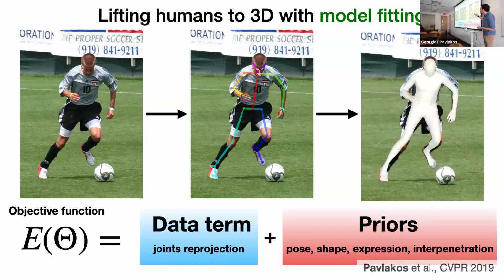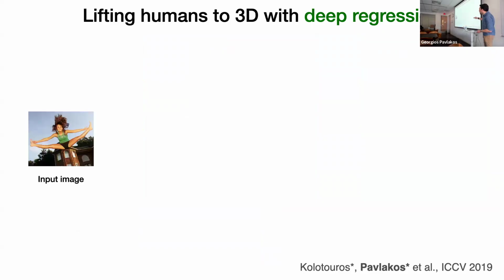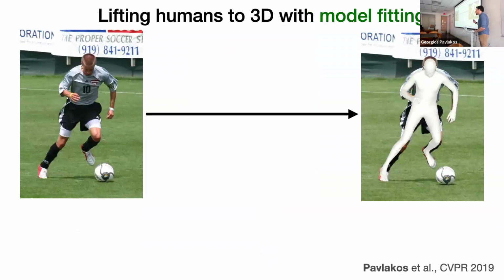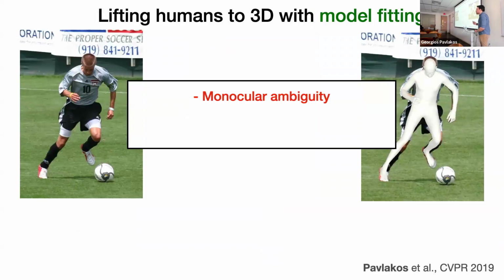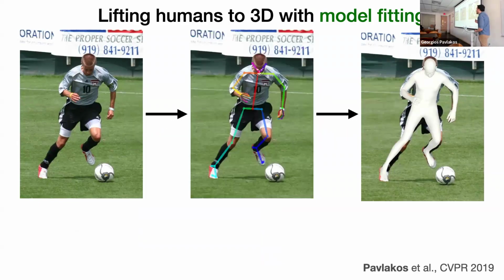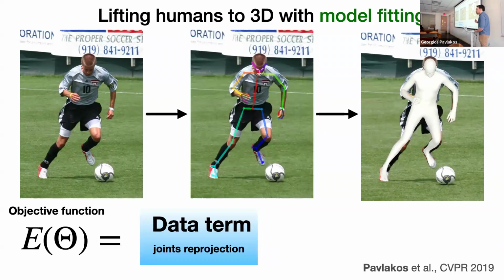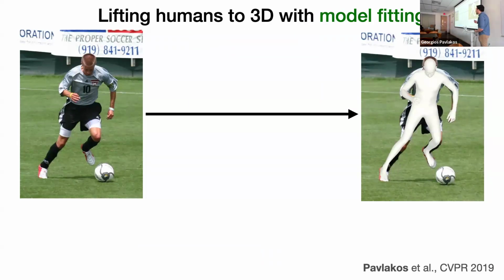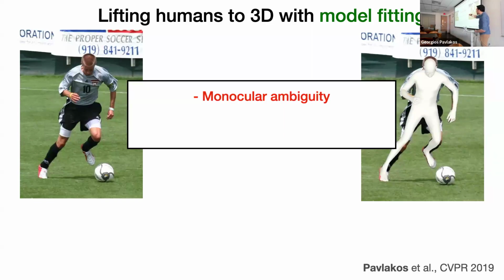So we have also developed methods that rely... Can I ask you a question? Of course. Is that not an underspecified problem? Aren't there multiple shapes that would fit that skeleton, right? Absolutely, yes, that's a part of the monocular ambiguity problem.